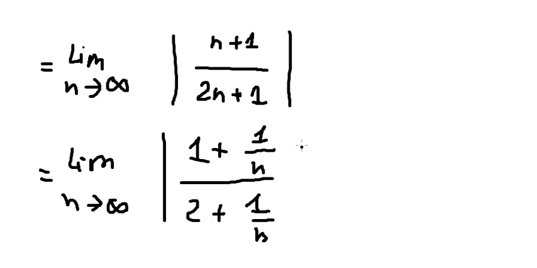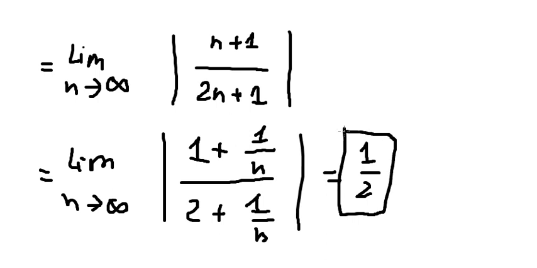So when n approaches positive infinity, this one you get 0, this one you get 0. So we just have only 1 over 2. And this is the final answer.